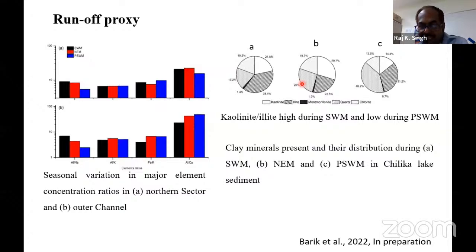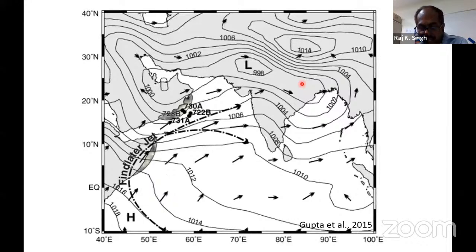So basically these are the three different proxies we are using to understand the monsoonal systems. And if you see, this is the monsoonal wind pattern. It comes from the Arabian Sea, crosses the southern part of India, and then goes to the Bay of Bengal. It is because of this Tibetan low that it is moving to that region.